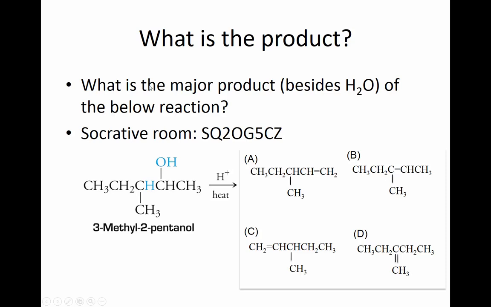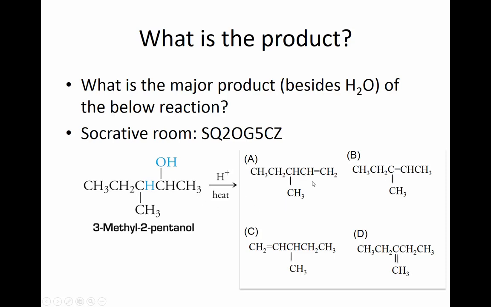Okay, so again, what is the product here? This reaction looks like it's going to be a dehydration of an alcohol to make an alkene. What is the major product of this reaction? Again, as you can see, this is supposed to be a Socrative question. This is 3-methyl-2-pentanol. We add acid and heat to it. So do we get product A, product B, C, or D? Essentially, this product A has the double bond. We're removing an alcohol. Would the double bond end up being on the 5th carbon and the 4th carbon here?